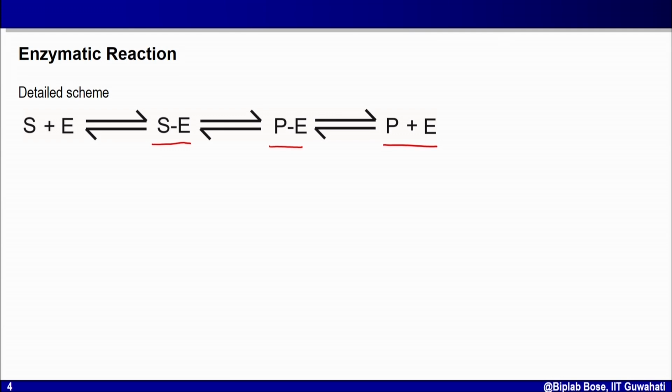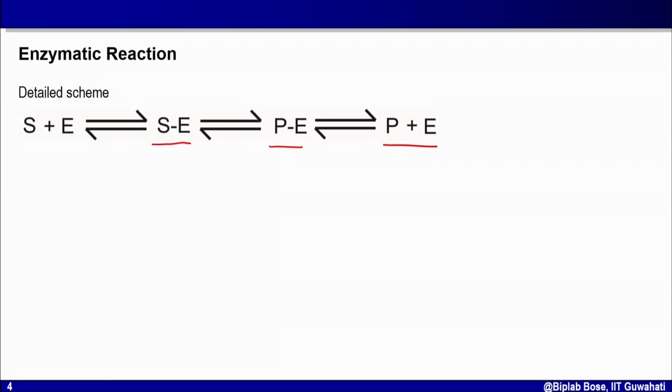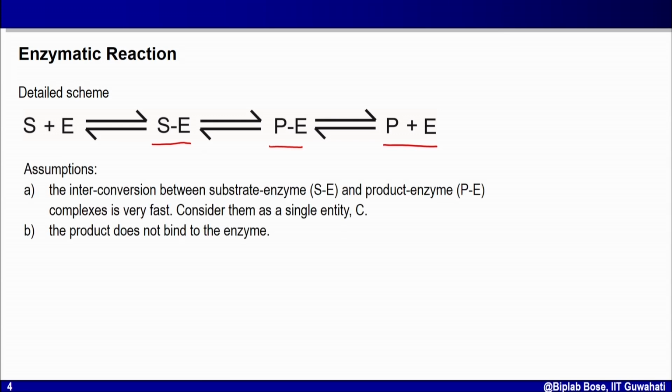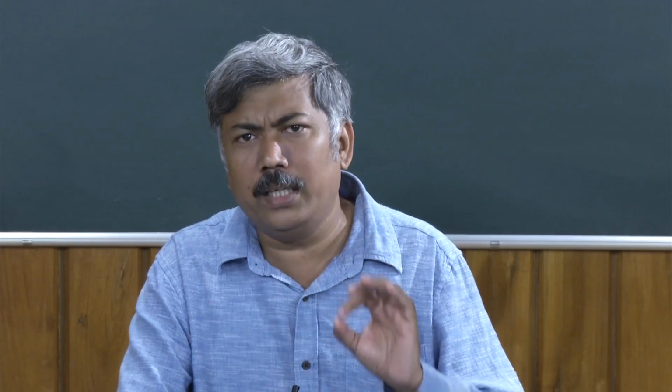Now SE gets converted to PE, that also is usually considered reversible, and now PE dislodges and breaks down, giving rise to free E and free P. That's also actually a reversible process. Now I can make certain assumptions here which are rational, and I can reduce this system further. What can I assume? I can assume that this conversion between the substrate enzyme complex and the product enzyme complex is very fast, and it is very difficult even in experiment to identify the substrate enzyme complex and product enzyme complex separately.